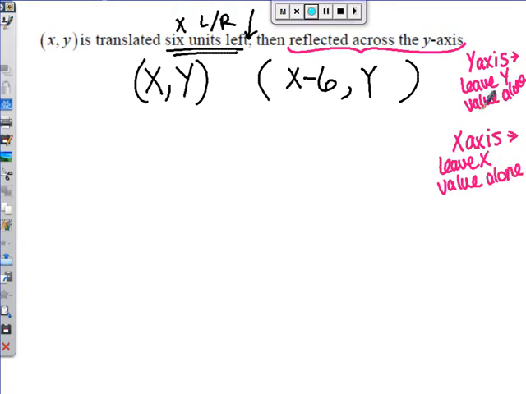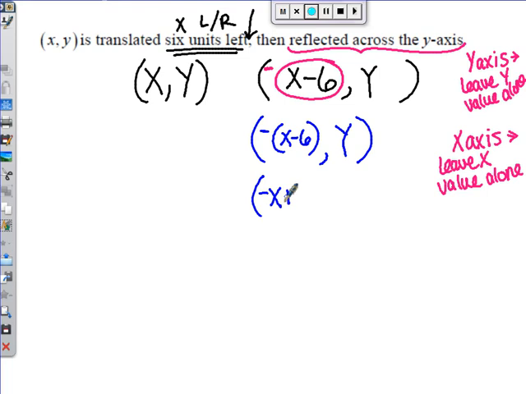So let me summarize. I think I misspoke. To reflect this over the y-axis, you have to flip the sign of your x. The problem is that x already has more to it. So there are two ways to write this. You can either write that it's the opposite of x minus 6, comma y, or you can distribute that negative and say it's negative x plus 6, comma y.